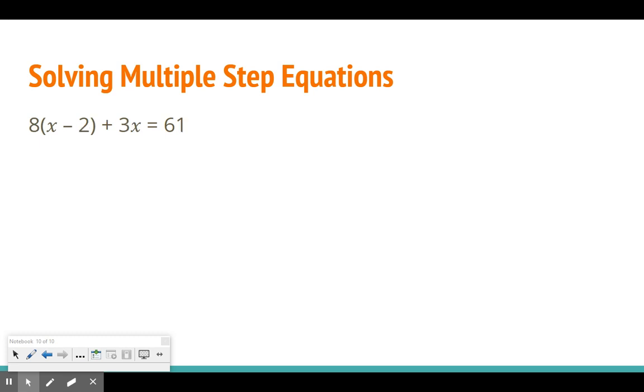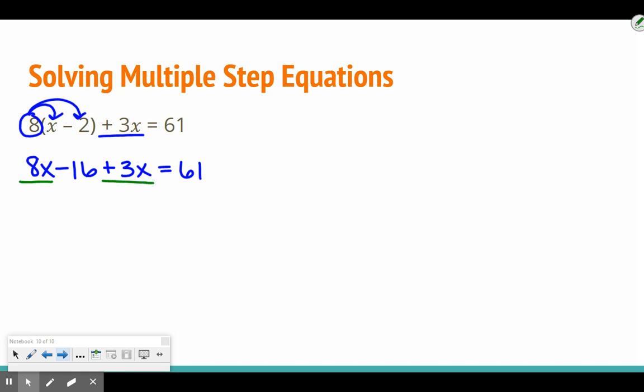Next. I'm going to start with the distributive property because I see I have parentheses with this number out in front. So I'm going to take that 8 and multiply it by both terms. So I get 8x minus 16 for that first part. I still have this plus 3x, and I still have the 61. Next, I'm going to combine like terms. That's step 2. 8x plus 3x is 11x. I still have that minus 16, and I have the 61.